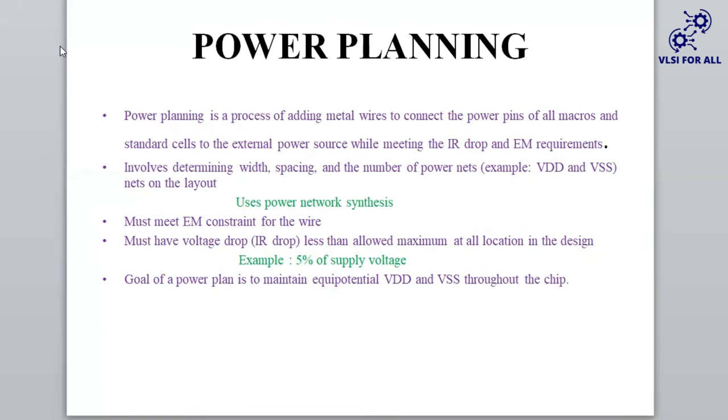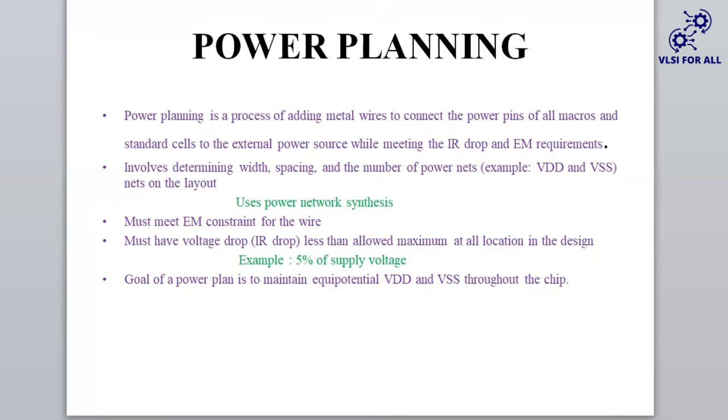Power planning involves determining the width, spacing, and number of power nets, for example VDD and VSS nets, on the layout. It uses power network synthesis, and it must meet the EM constraint for the wires and must keep the voltage drop, that is IR drop, less than the allowed maximum at all locations in the design, that is at least 5% of the supply voltage.